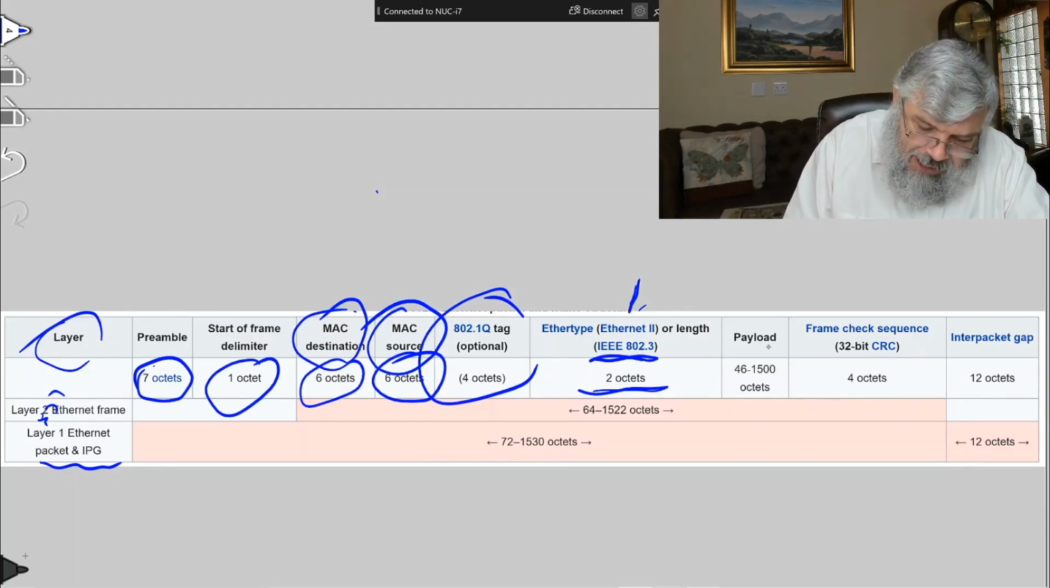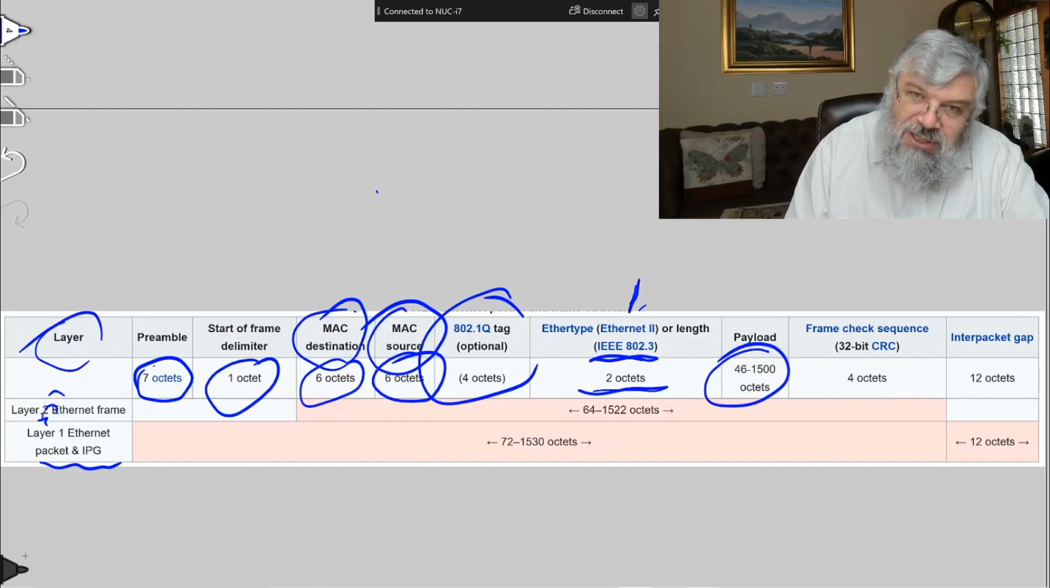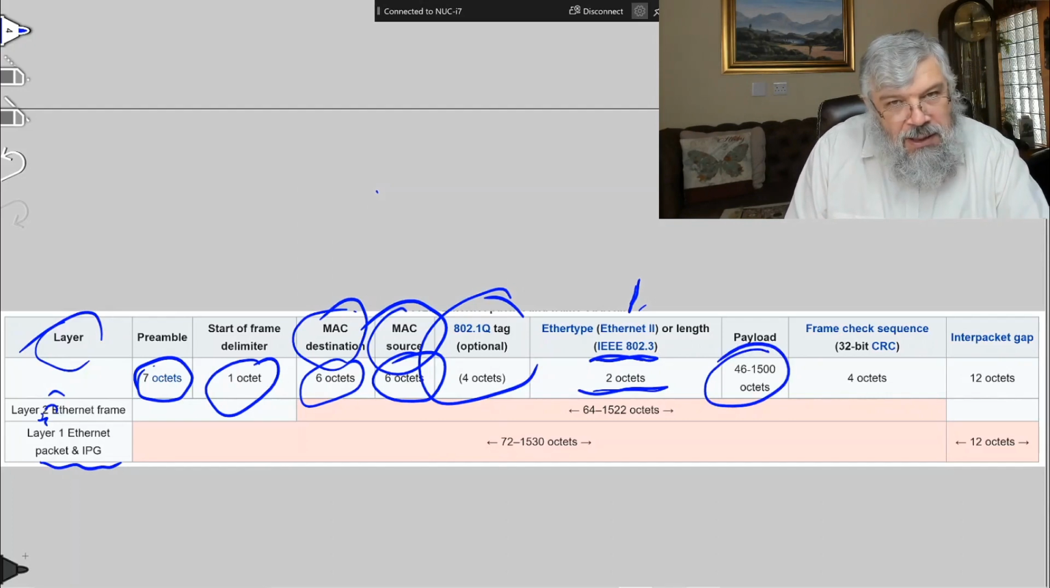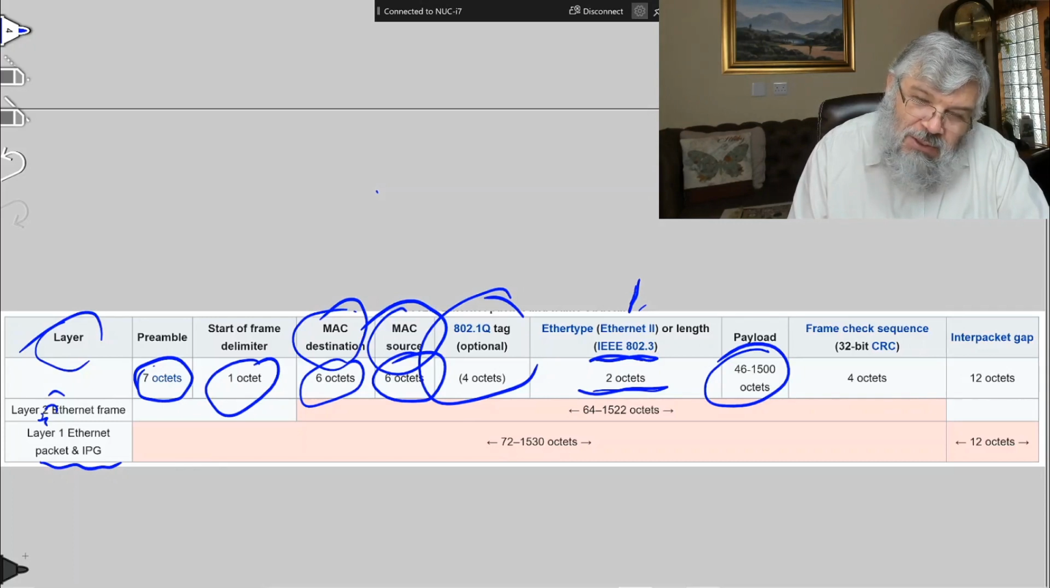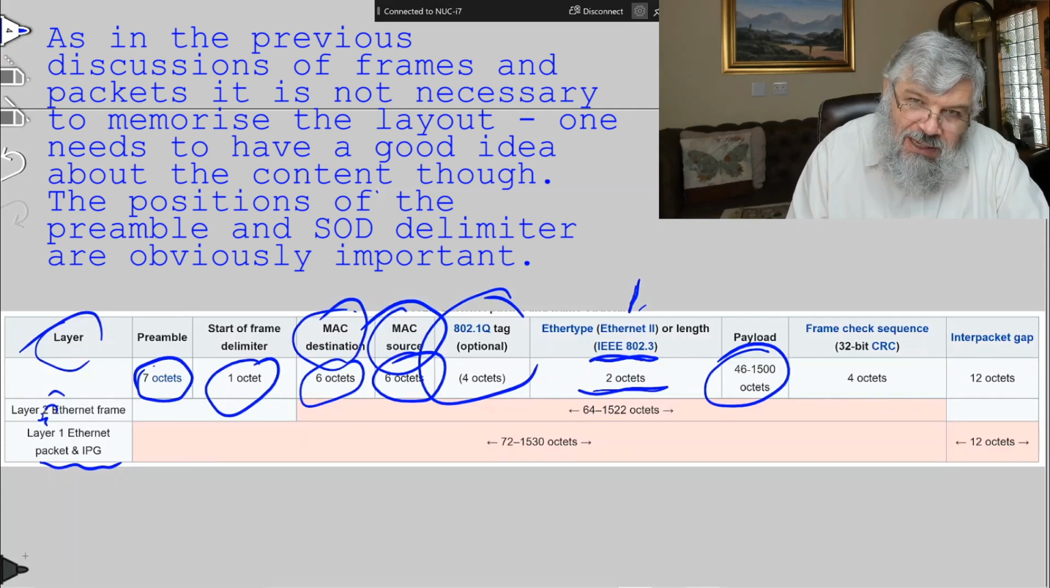Then there is the payload, which consists of 46 to 1500 octets. Why does it start at 46 and not at 1? That's something we'll have to discuss in the next video. However, note that if you're going to send 1 byte, it will have to pad it with 45 bytes of junk there to get the minimum size. Also note that there's a maximum length.